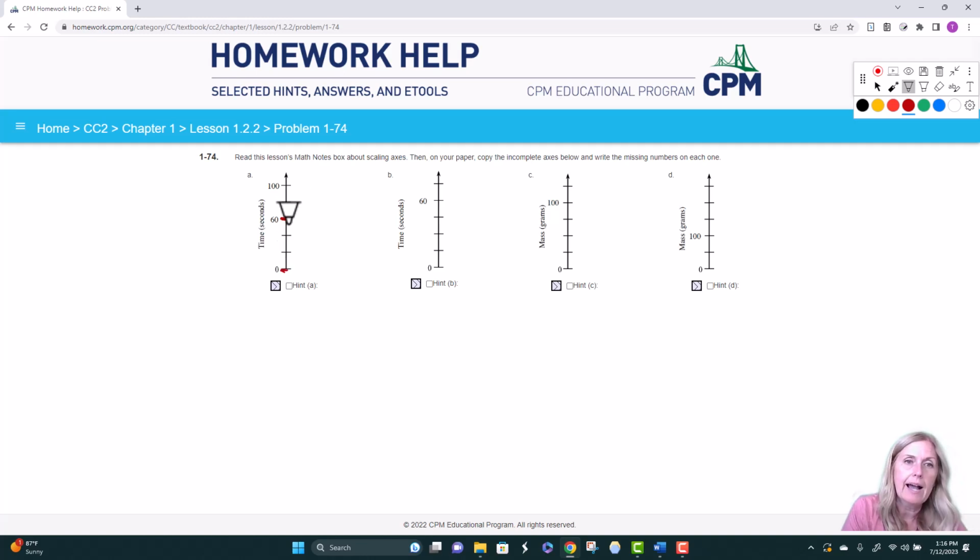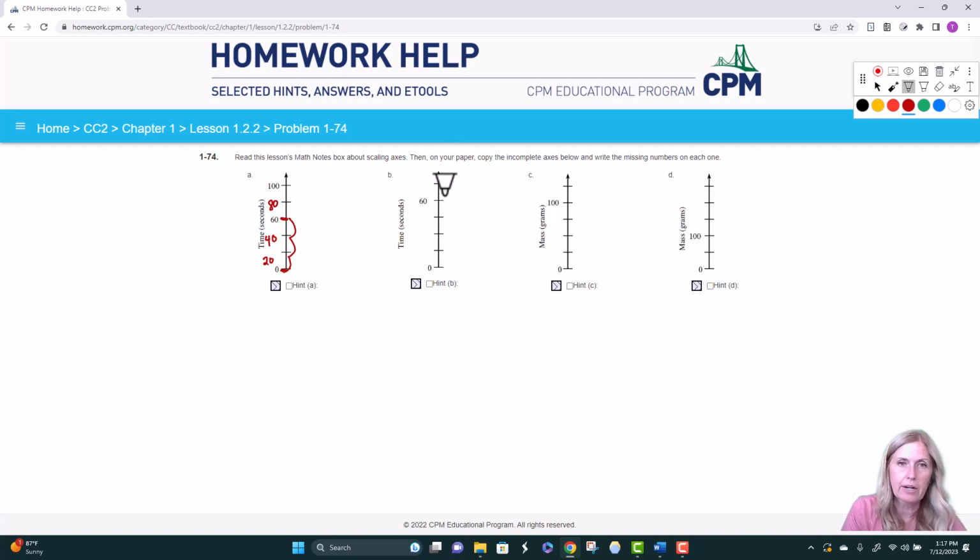Okay. How many hops are between these two numbers? Okay, so if you're starting at 0, that's 1, 2, 3. So what's happening is 60 is being divided by 3 equal parts. Well, 60 divided by 3 is 20. So that means each of these hops represents a 20. So if that's 20, another 20 added to that has to be 40. 20 added to 40 is 60. 20 added to 60 is 80. And 20 added to 80 is 100.